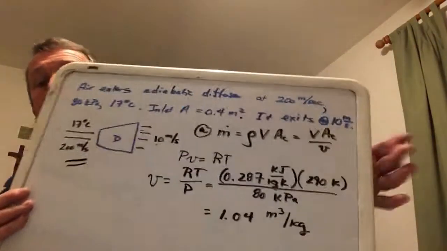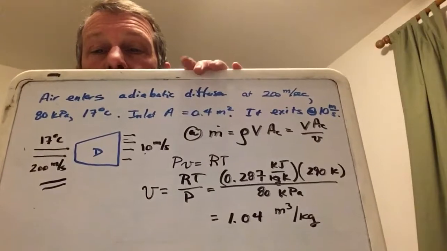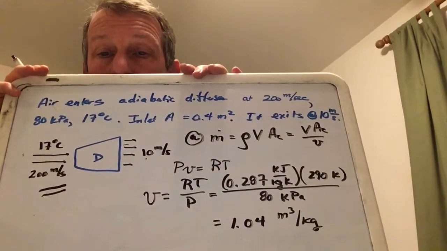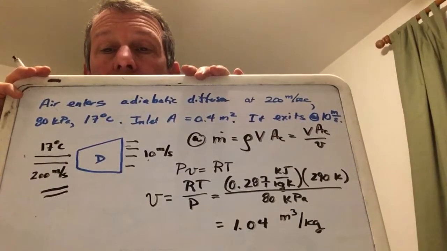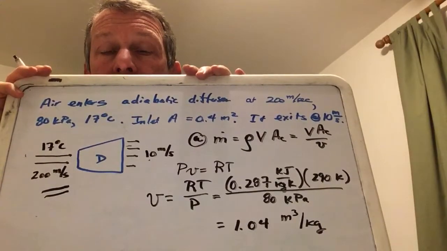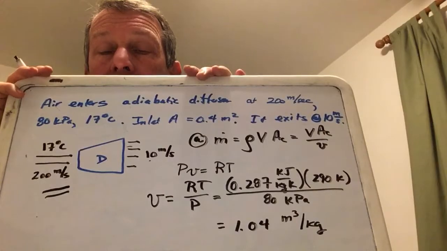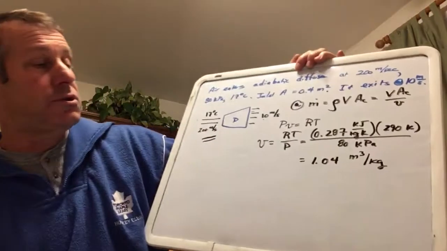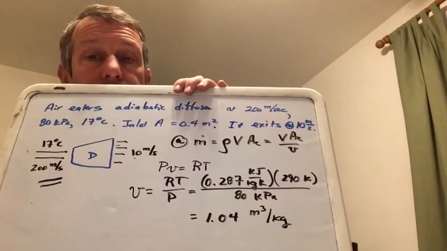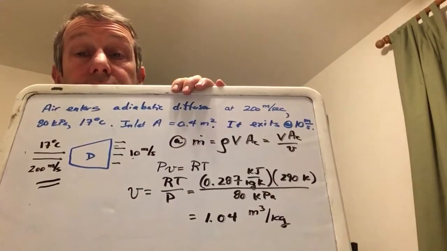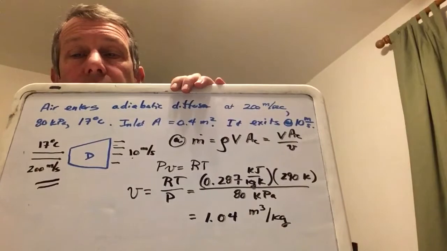All right. So the specific volume of the air is 1.04 meters cubed per kilogram. I didn't go through and do the work to show that the unit simplified to meters cubed per kilogram. But if you can remember that a kPa is a kilonewton per meter squared and a kilojoule is a kilonewton meter, then it works out really easy.